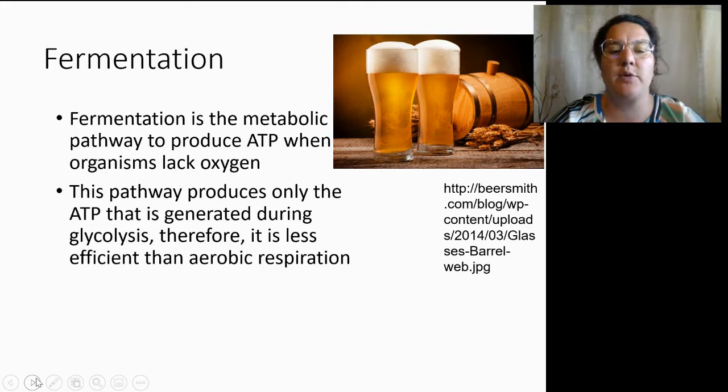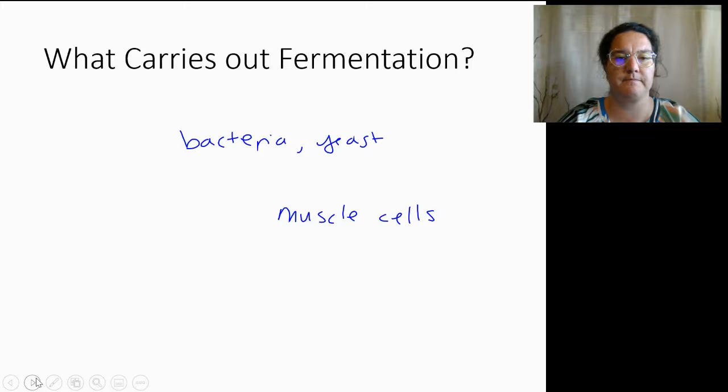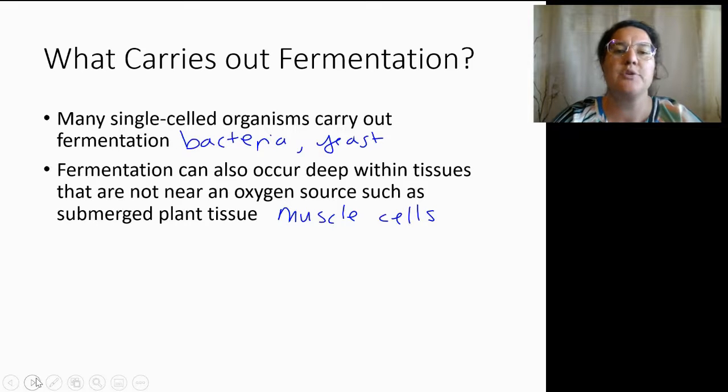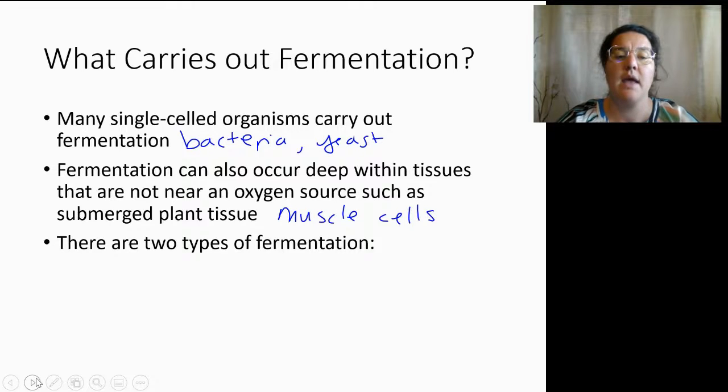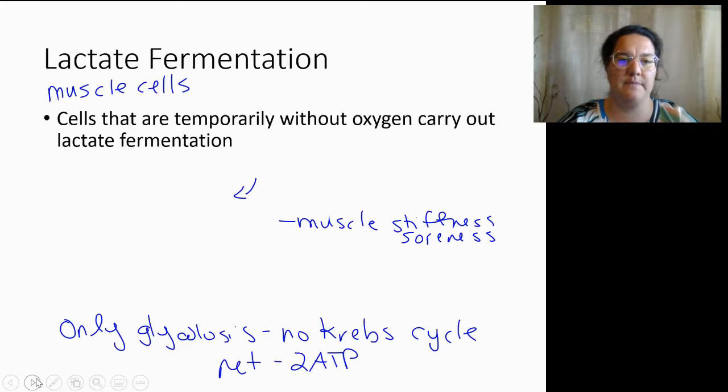Fermentation is the metabolic pathway to produce ATP when organisms lack oxygen. This produces only the ATP that's generated during glycolysis, so it is much less efficient than aerobic respiration. Many single cell bacteria carry out fermentation, as well as yeast. Fermentation can also occur deep within tissues that are not near an oxygen source, such as submerged plant tissues or muscle cells. And there are two different types of fermentation.